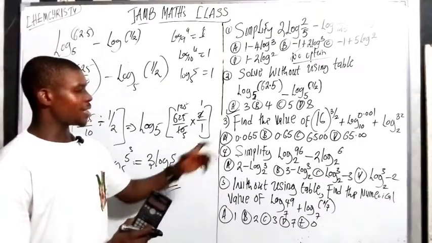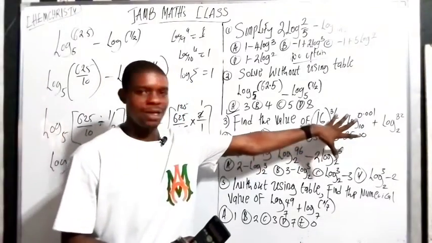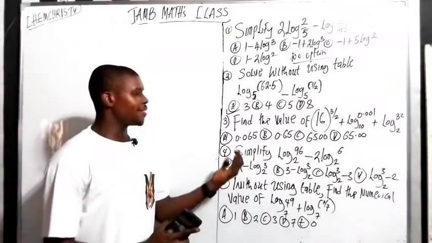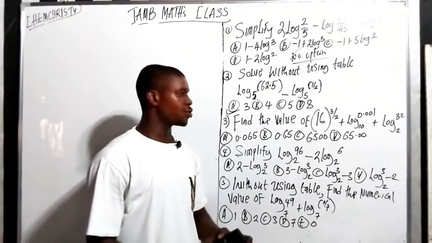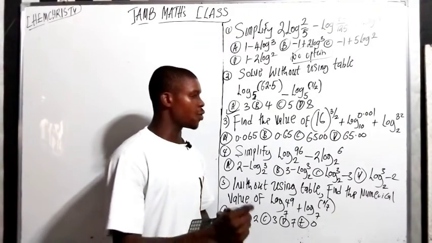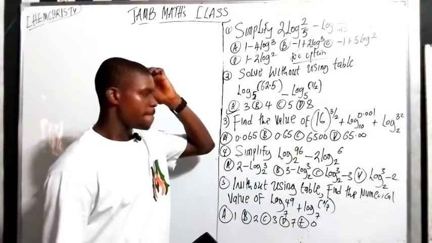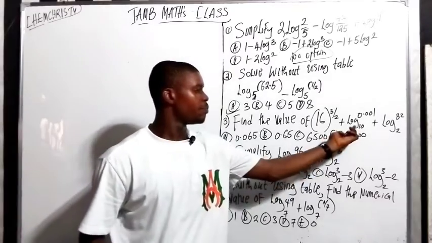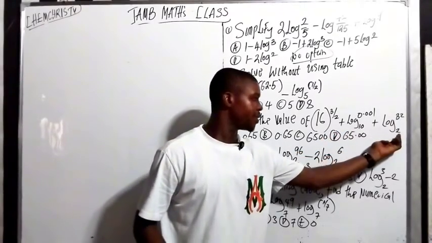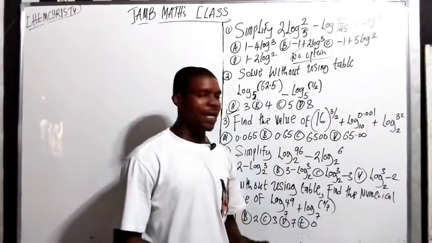Let's evaluate number 3. Find the value of 16 raised to 3 over 2 plus log 0.001 plus log 32. If you check very well, they do not have the same logarithm base. Here we have log of base 10, and here we have log of base 2. So you cannot combine them together here.